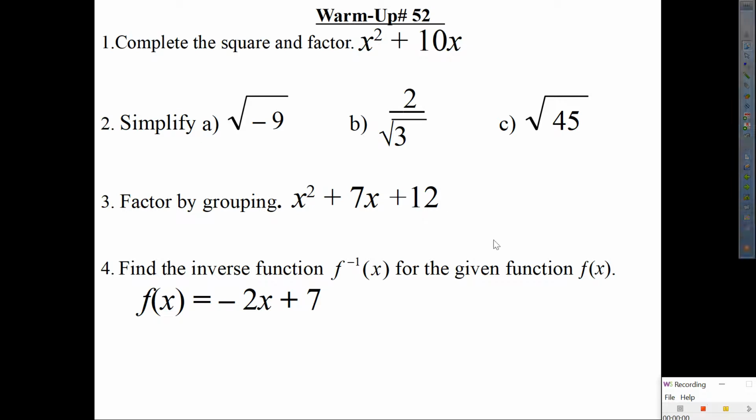Once again, warm-up number 52. By now you should be able to do all four of them. Let's do about, what, 6 minutes? Once you're done with the warm-up, make sure you make your way to get a graph paper. Today we're moving on to a new parameter, so grab at least 2 for today.